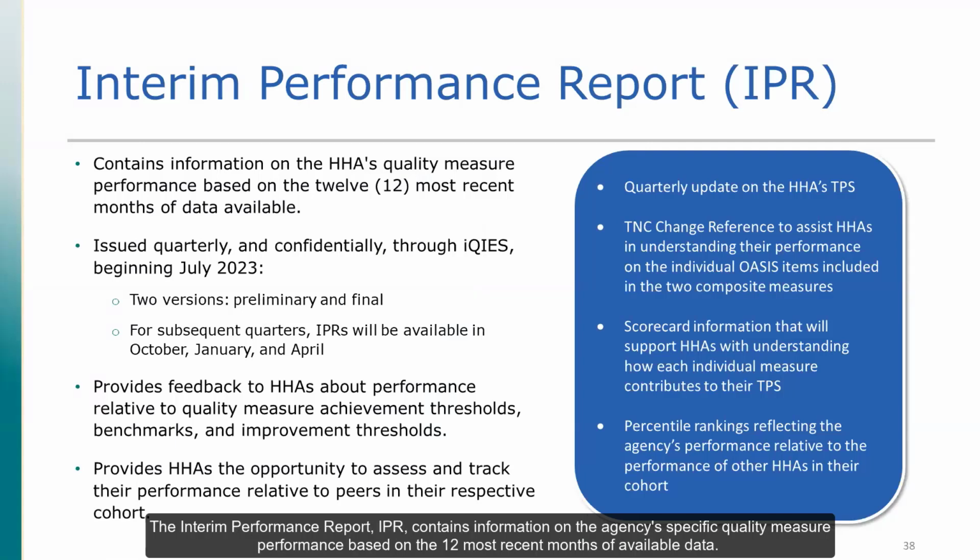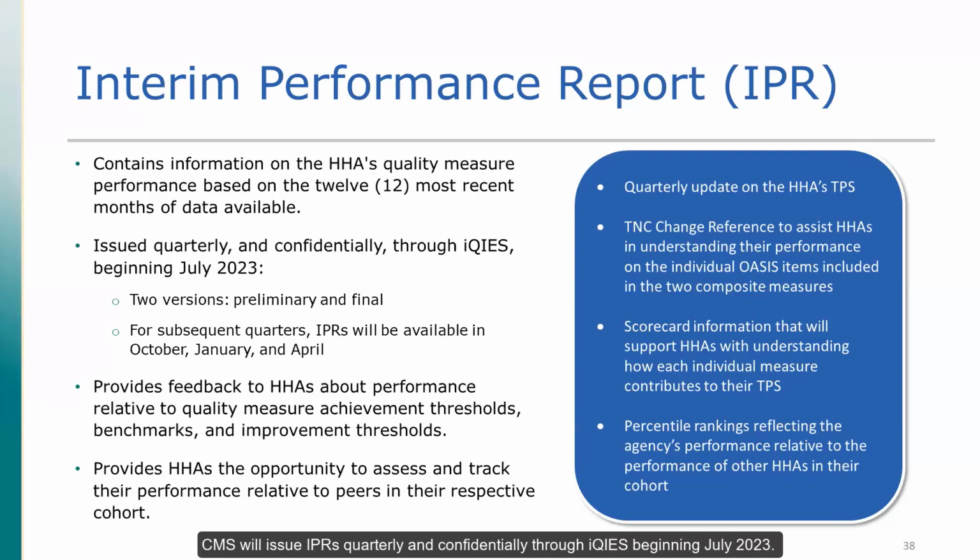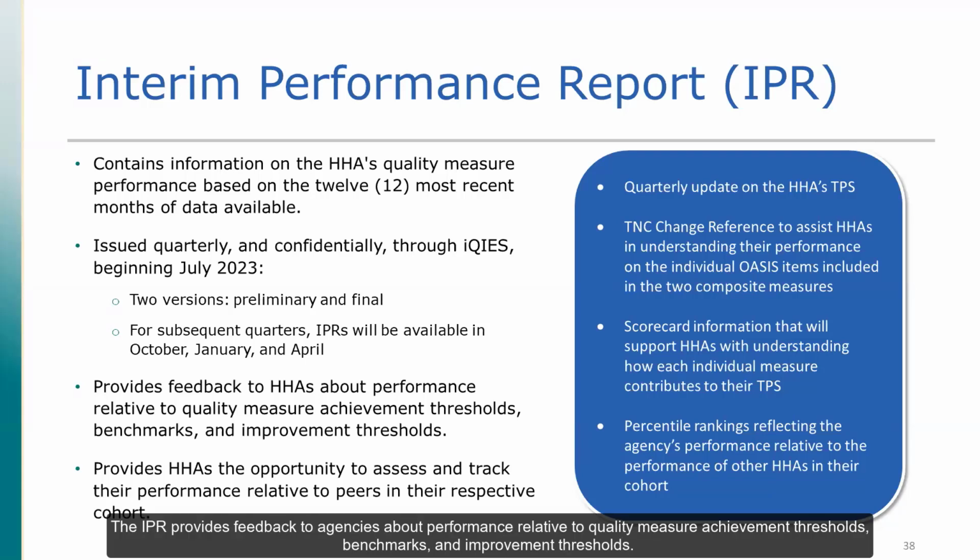The Interim Performance Report, IPR, contains information on the agency's specific quality measure performance based on the 12 most recent months of available data. CMS will issue IPRs quarterly and confidentially through IKEYs, beginning July 2023. There will be two versions of each IPR, a preliminary version and a final version. Subsequent quarter IPRs will be available October, January, and April.